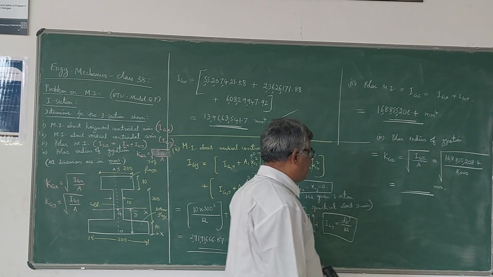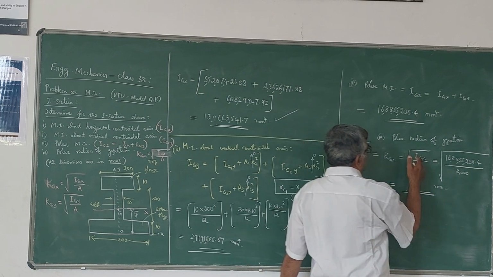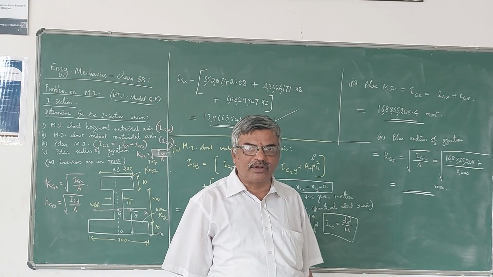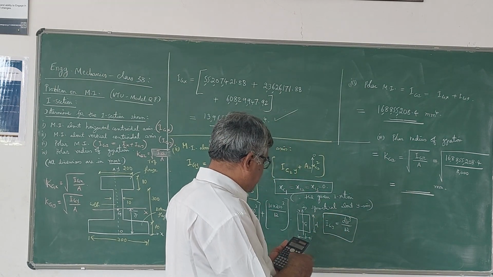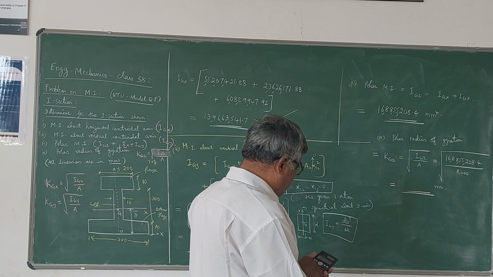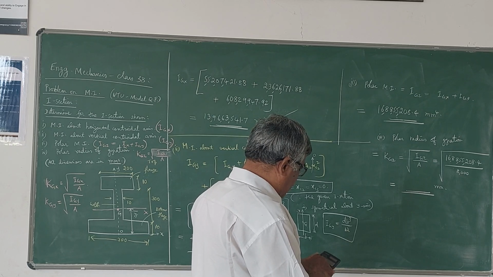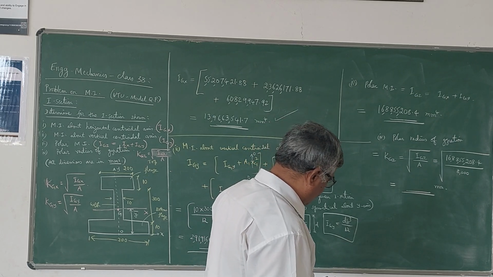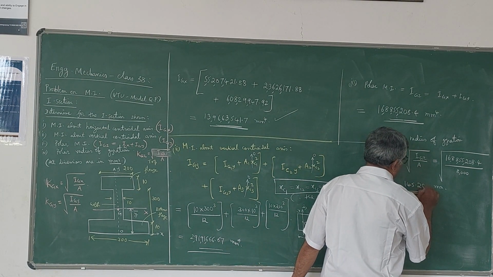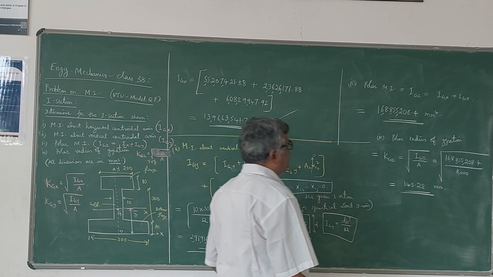Its unit is millimeters because I is in millimeter power 4 and A is in millimeter square, under root of millimeter square, which is millimeters. Now I can simplify this. The value now becomes 145.28. So 145.28 mm is the polar radius of gyration.